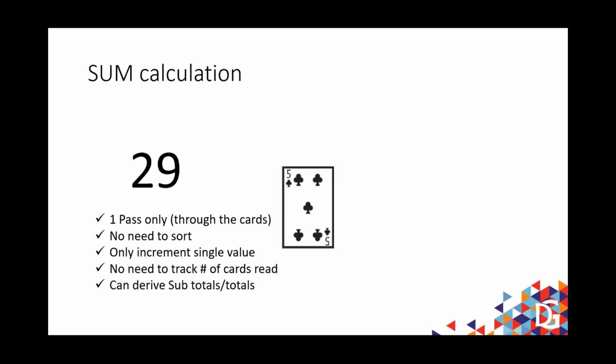What's also important is that we can derive subtotals and totals very easily. If we were to apply some grouping over this, which I'll drill down on a little later, when it comes to subtotals and totals, we don't have to start again from scratch. We can make use of our one pass through the cards, and the very small amount of memory we need to keep track of this. So it's very fast. And actually, this operation could be multi-threaded as well.